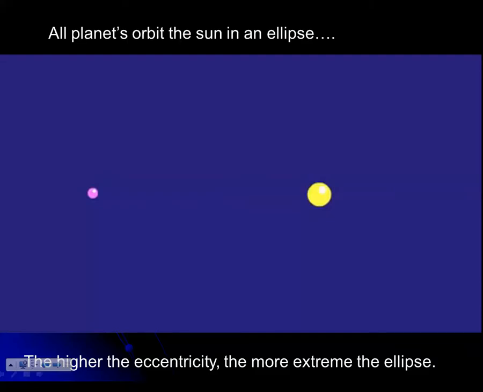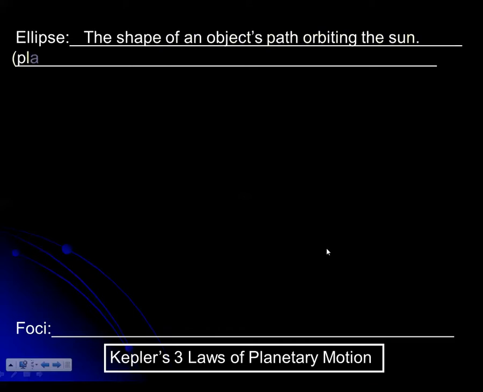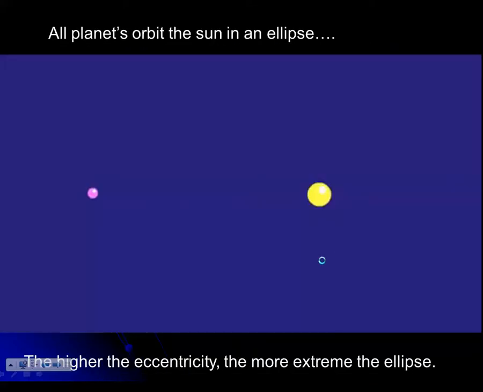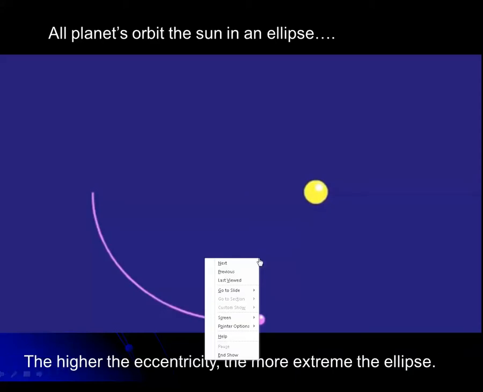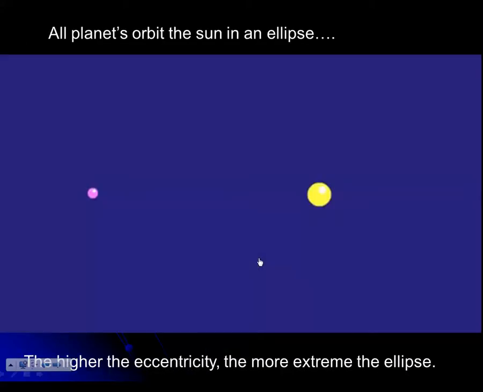All right, let's take a look at a planet orbiting a star and see what an eccentric orbit looks like. Whoops. Let's see if we can get that to work. There we go. Try that again. One more time. There we go.